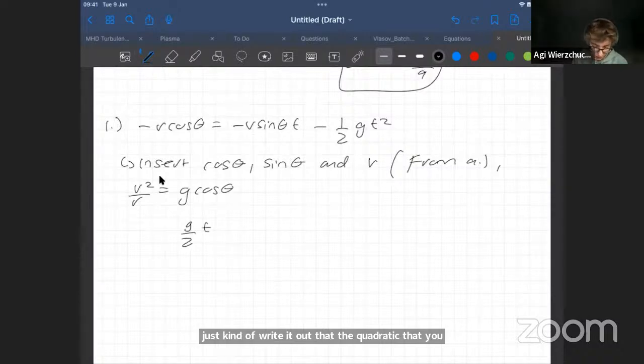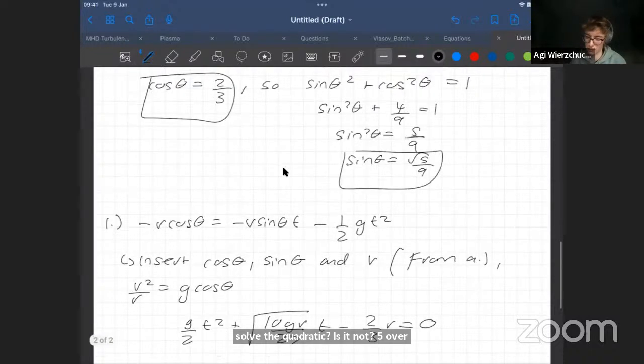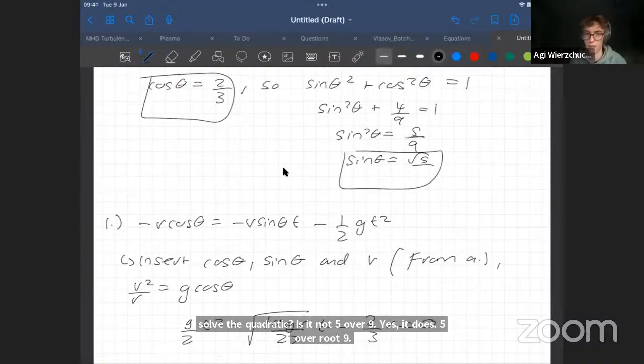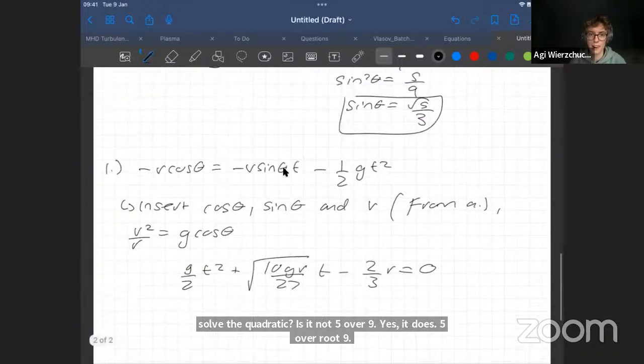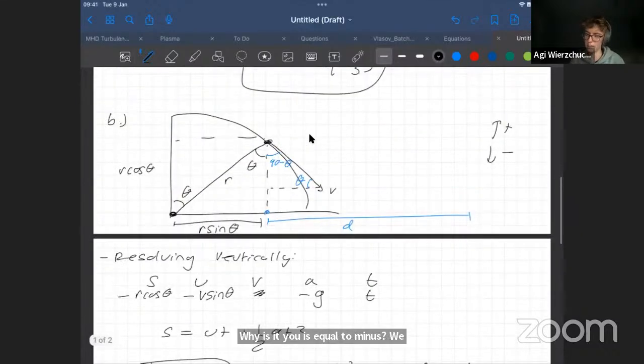So let me write out the quadratic that you get after doing this and simplifying. I get G/2 T squared plus the square root of 10 g r over 27 t minus 2 over 3 r is equal to 0, then what you do is you solve the quadratic. Is it not 5 over root 9? Yes, it is 5 over root 9, which is 3. Thank you very much, I made a mistake. Why is U equal to minus V sine theta? It's minus because I've defined the down direction to be negative and the up direction to be positive.